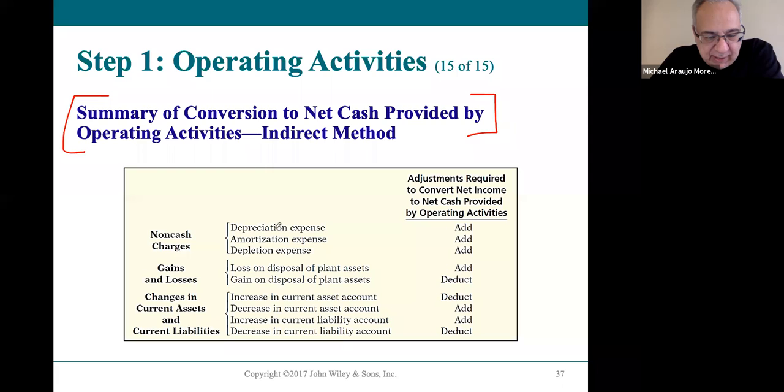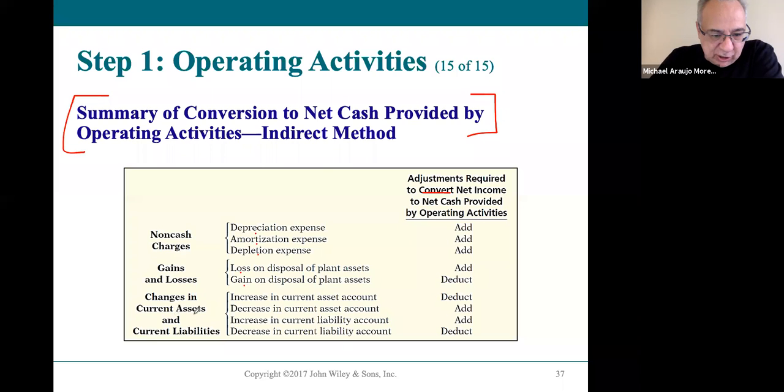Again, if there's any depreciation or amortization expense or depletion expense added in, this is how to convert your net income from the accrual basis, which is what we use to do the income statement, to the cash basis, which is what we use to do the cash flow statement. Any gains or losses need to be reversed. So if you had a loss, add it back in. If you had a gain, take it out.